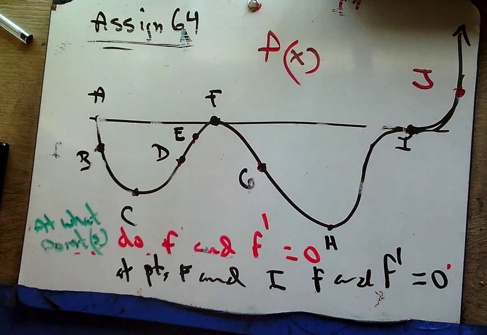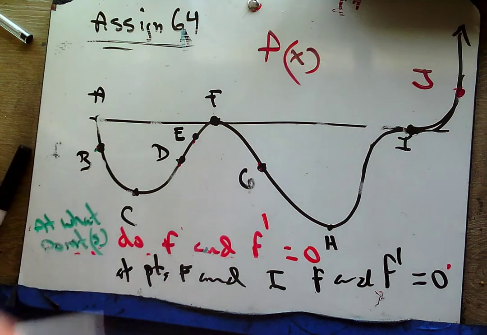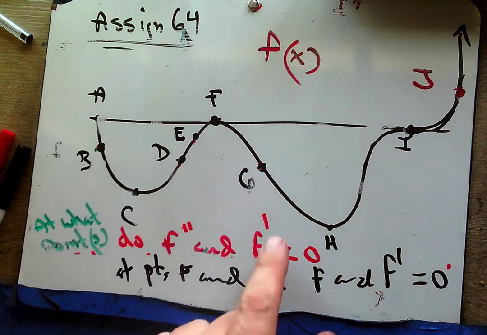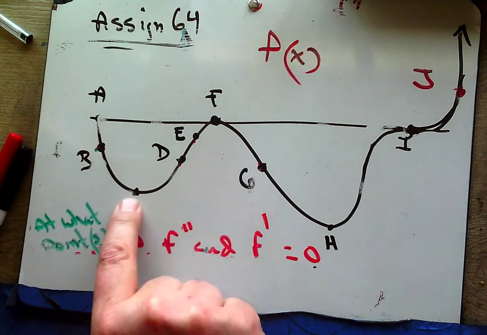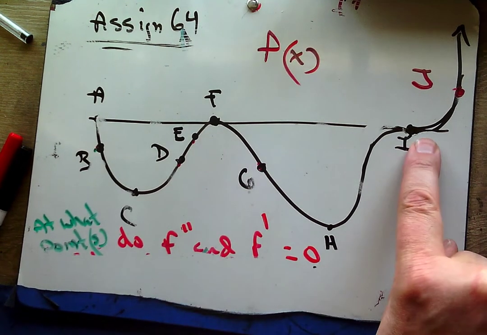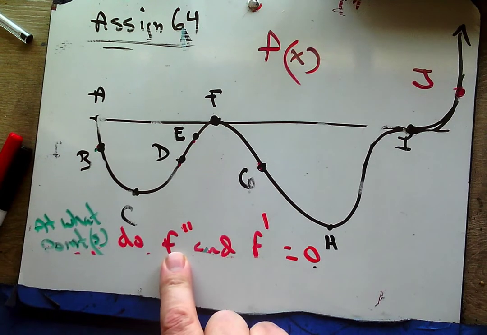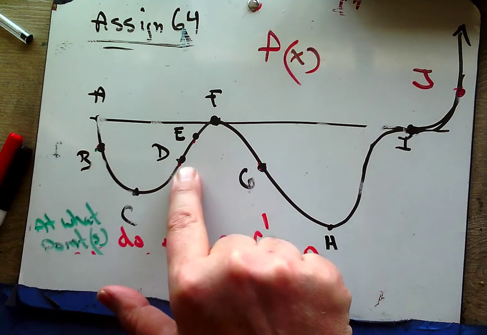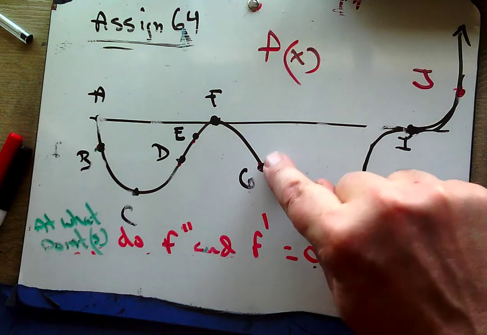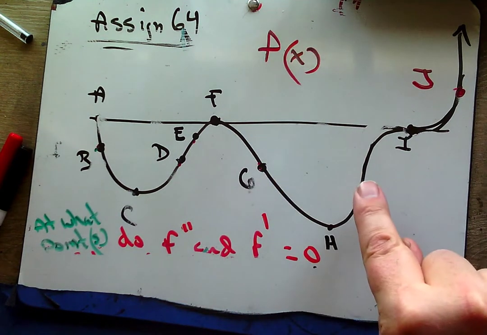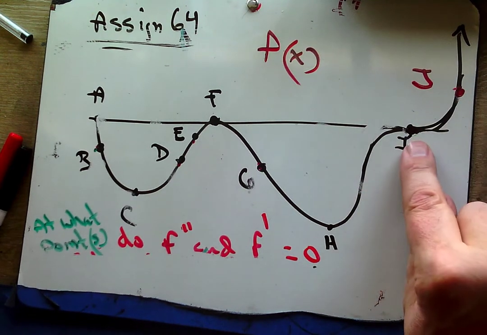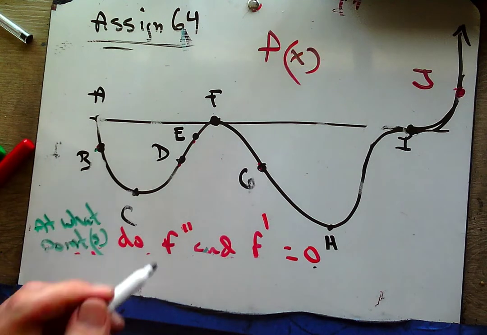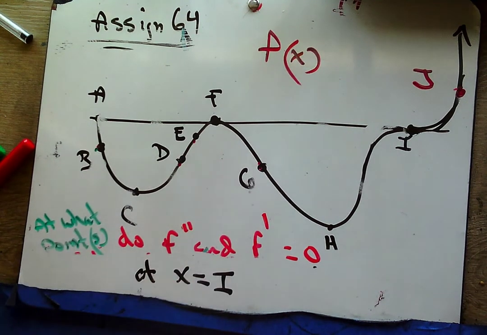All right. And the last one, what if we say f double prime and f prime are equal to 0? Well, f prime is equal to 0 here, here, here, and here. And f double prime equal to 0? Well, I usually think about that with inflection points. Here, I change from concave up to concave down. Here, I change from concave down to concave up. Here, I change from concave down to concave up, and we have a horizontal tangent too. So, at x equals I.